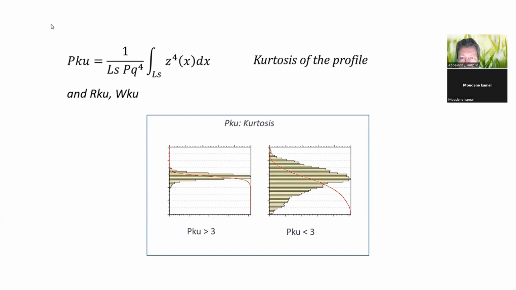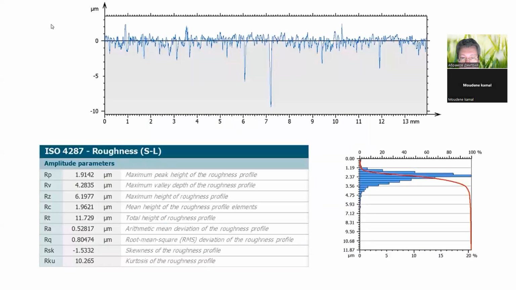However, skewness and kurtosis are pretty sensitive to the presence of extreme points such as outliers, so they should be used carefully. To finish this presentation, let's examine some practical examples.